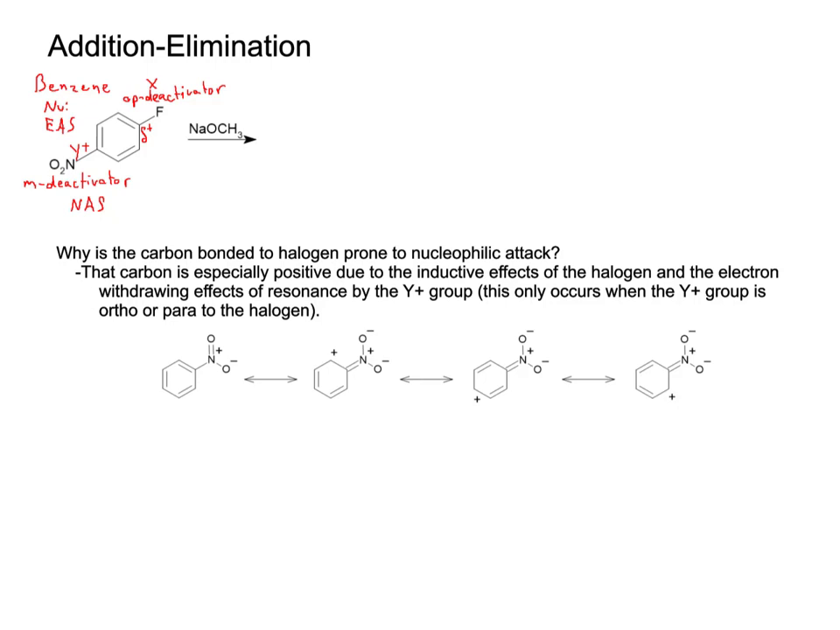And I want to point out that this only occurs when the Y+ group is ortho or para to the halogen. As you can see here, when we draw the resonance structures for a benzene substituted with an NO2 group, you can see that we place the positive charge in the resonance structures in both the ortho or the para positions. So that carbon that's bonded to the fluorine is especially positive for those two reasons. And provided that we have a strong nucleophile, that is going to be the site of nucleophilic attack.